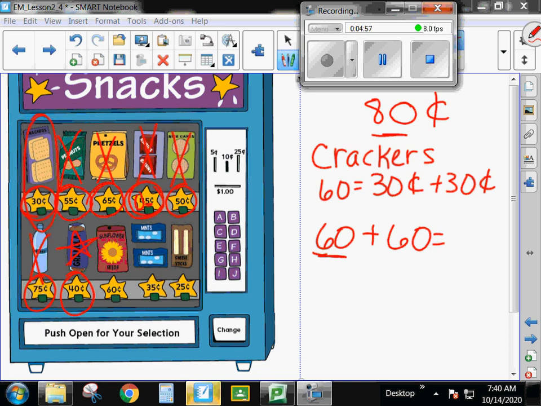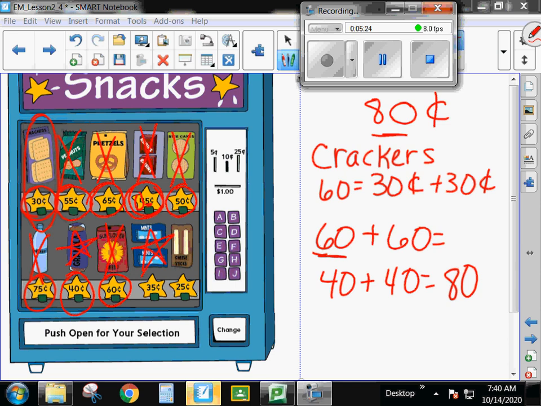Sunflower seeds, 60 cents plus 60 cents, that's already 120 cents or $1.20. So you can't buy sunflower seeds. Mints are 35 cents. So even if you round that up to 40 cents, 40 plus 40 equals 80. And so this is actually less than 40 cents. So you know you definitely have enough to buy those mints.